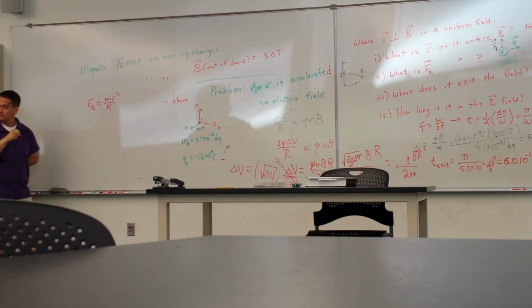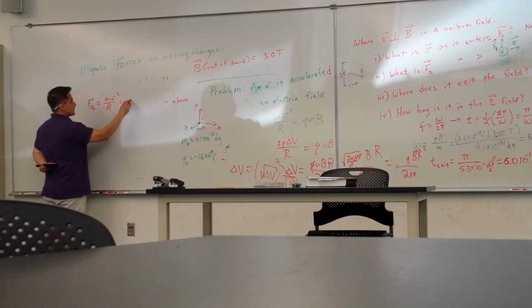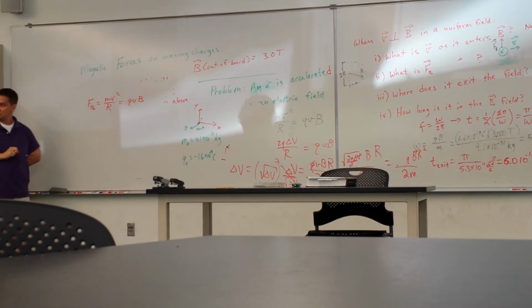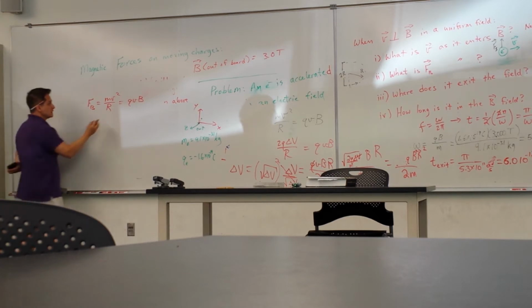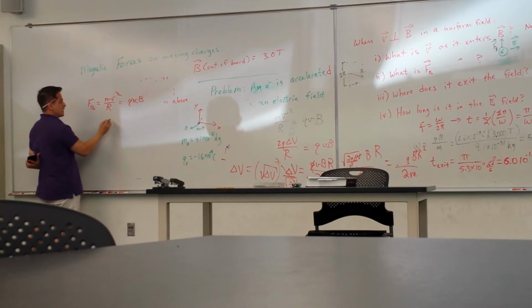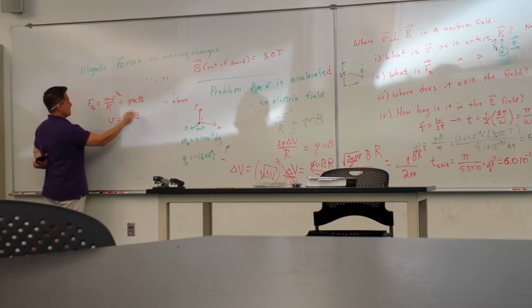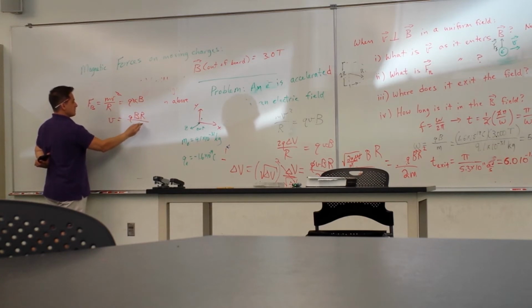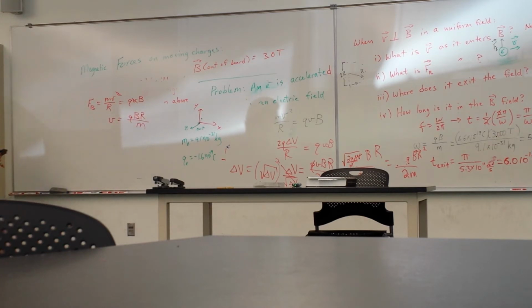And then this is going to be qvB. That right? So we can get rid of one of those v's, and so whatever v would need to be, it would be qBR over m. That should be v. Yes, no? Yeah.